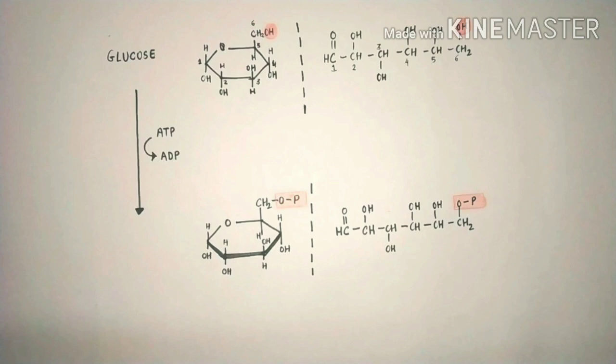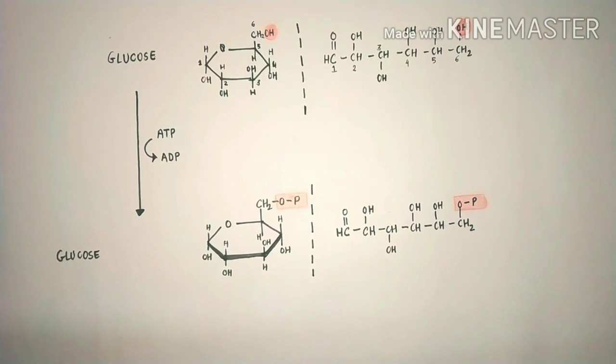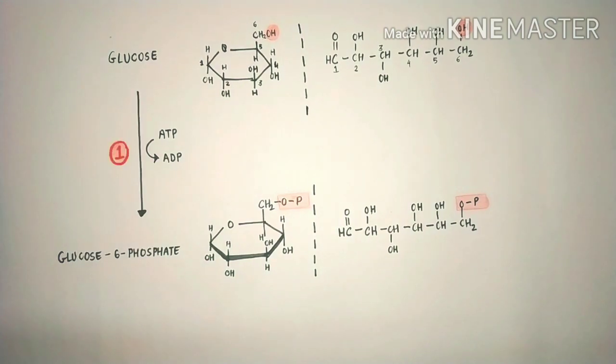structure. Now to name the compound, as we discussed in part 2, consider OP and OH the same to conclude the core structure. Here, if we consider OH and OP the same, the core structure is nothing but glucose. And it has a phosphate group at the 6th position. So it is called glucose 6-phosphate. And this was step 1.